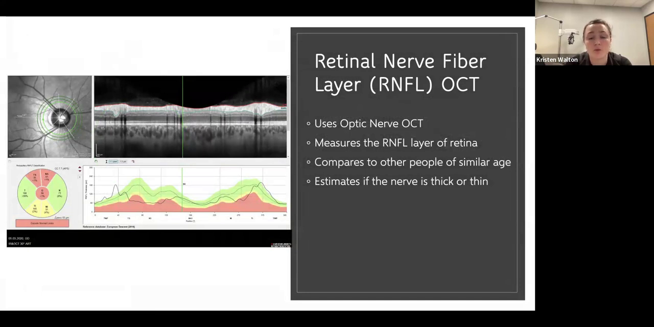compares to age-based norms. So I know it sounds silly to talk about, but super, super important is one, name of the patient, so you can find it if you need to reference it later. And then their age, because for us to compare and figure out, okay, is this normal? They take all of this age-based data that they've collected and compare it, and that's how we can get these values. And then it just estimates if the nerve is thick or thin.